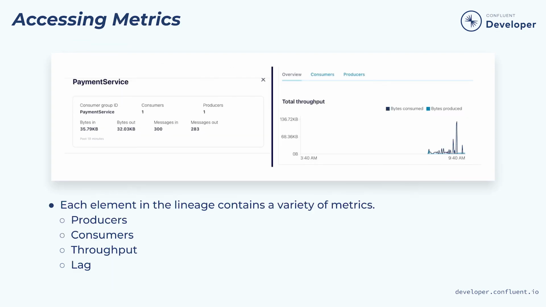Each element in the lineage contains a variety of metrics. This includes things like the number of producers, consumers, throughput, and consumer lag. This information is critical to understanding the system. It's worth taking some time to become familiar with what is available.